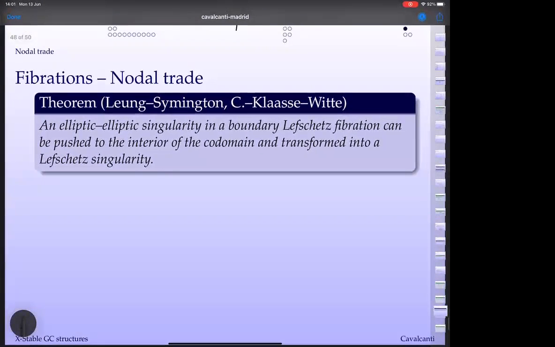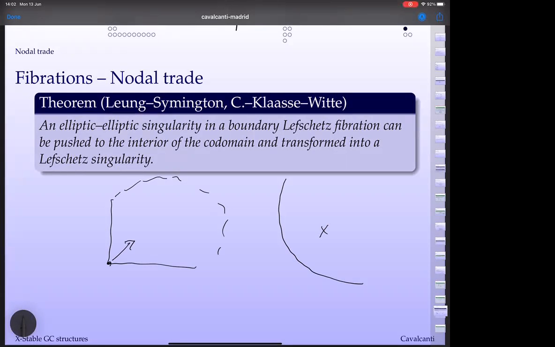Another thing that we managed to do was what's called a nodal trade. That's something that I learned from a paper of Leonardo Mihalcea that Marco told me about. But it goes in mechanics by the name of Hamiltonian Hopf bifurcation. And the idea is that whenever you have the situation here in your fibration, so here is the rest of the fibration, whenever you have a vertex like that, you can push it in, and then you move out this corner, and you create a Lefschetz singularity inside. So you can go for that.